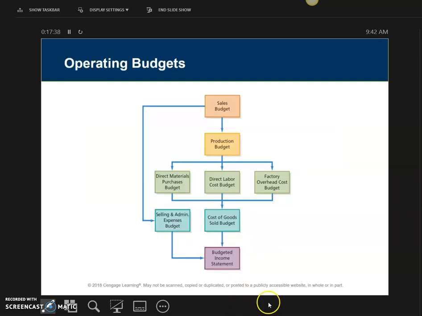So here's kind of an overview or a flow chart of how things start. We always start with the sales budget. Whatever we sell, down here we're going to have selling and admin expenses, because these expenses will be a percent of our sales. So what I'm going to do is analyze what I plan on selling, and how will I know that? It'll be based upon last year's information.